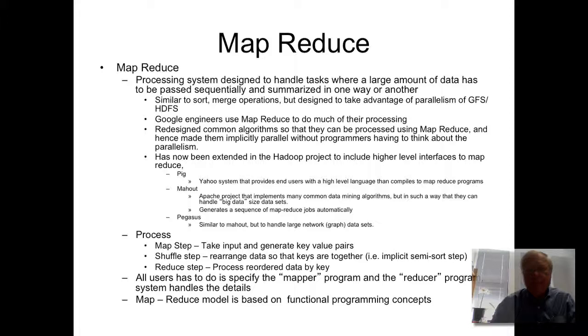So the process is the map step takes input, generates key value pairs. The shuffle step then rearranges the data so the keys are together, contiguous anyway, sort of an implicit semi-sort. Then you run something across the reordered data and summarize it in some way. And you may have to do this multiple times. So the user just writes the mapper program. In some cases, the mapper program can be as simple as awk and grep and things like that in the Unix land, as well as the reducer program. And the system does everything else.